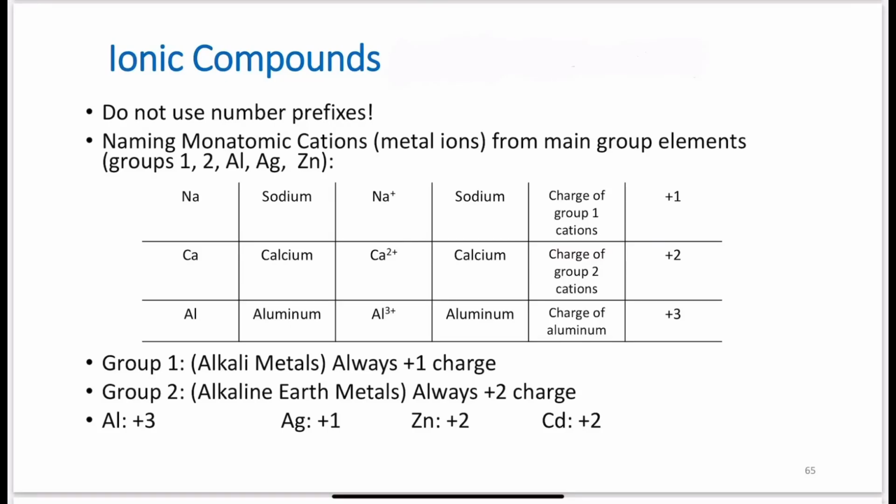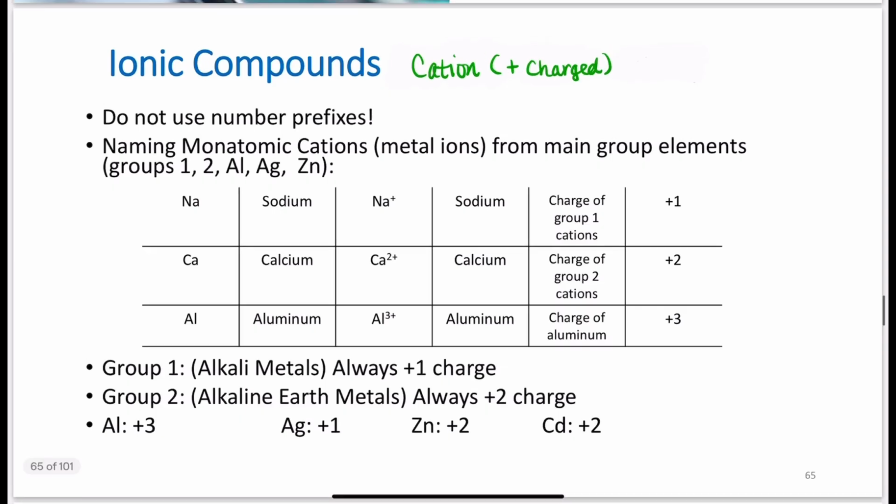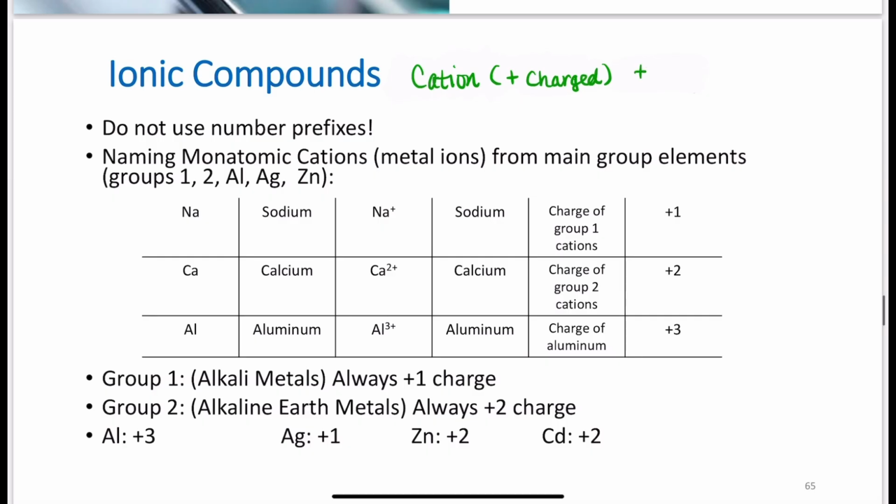Now that we know how to identify if a compound is going to be named under ionic naming or molecular naming, let's go ahead and practice and learn some of the stuff we need before we can actually practice the ionic naming. So ionic compounds, again, are made up of cations and anions. A cation, which is positively charged, pairs up with an anion, which is negatively charged.